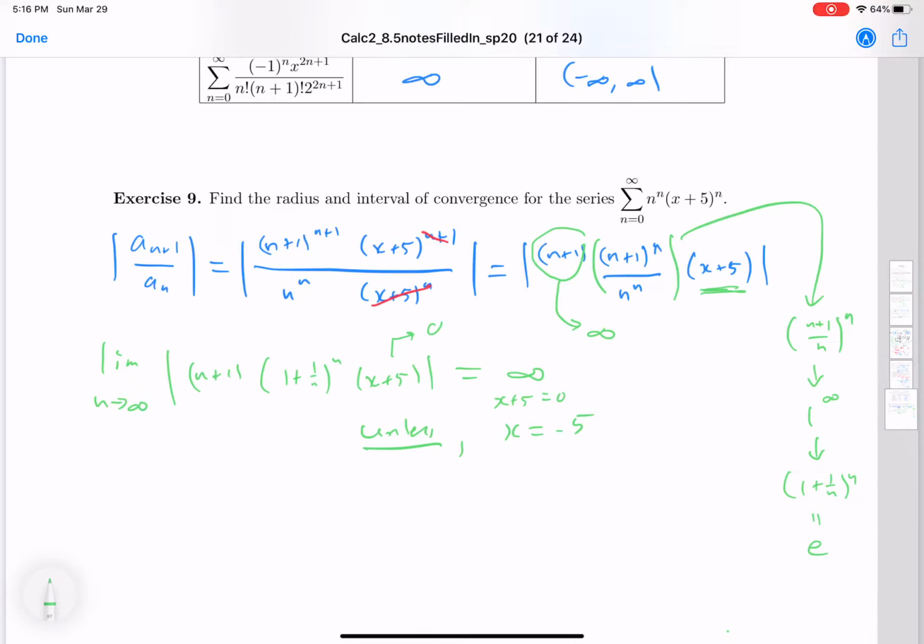So what do we have? Our radius of convergence is equal to 0. This is a situation where it almost never converges. And our interval of convergence is just the point x equals -5. And there are two ways to write that. You can either use curly brackets set notation to just say {-5}, or you would use square brackets: [-5, -5]. So you're including the -5, but that's it. And that would be my answer for exercise 9.